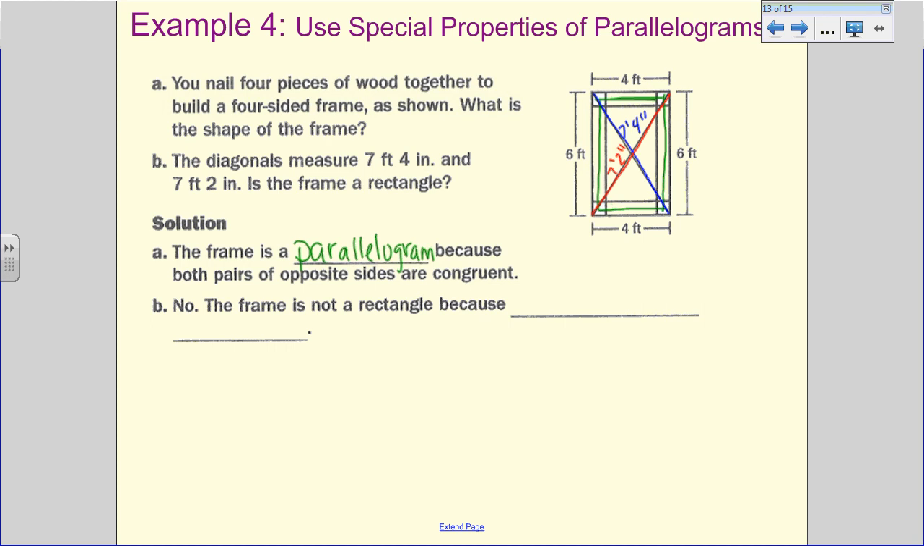So they ask us, is the frame a rectangle? And we say no, it's not a rectangle because the diagonals are not congruent. Just because it looks like a rectangle in the diagram they give us, we need to label all of the information that we have. We're given a diagonal of 7 feet 4 inches and another diagonal of 7 feet 2 inches. Because they were not equal, we cannot say it's a rectangle. So the best shape that we can use to describe this is simply a parallelogram.